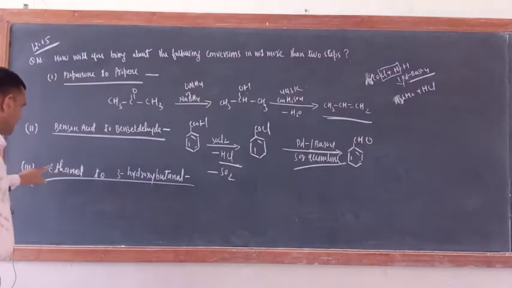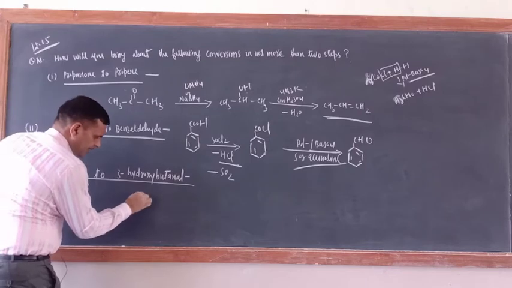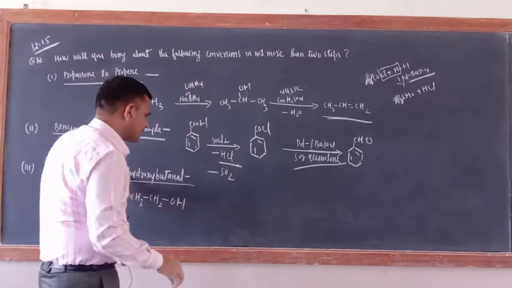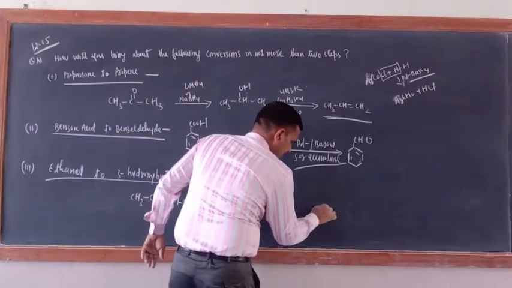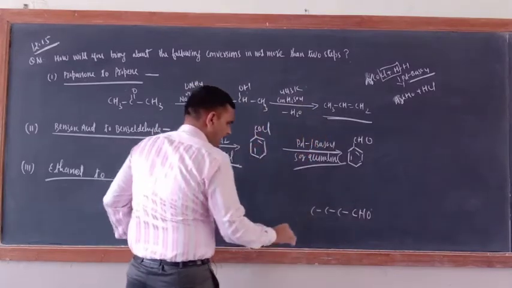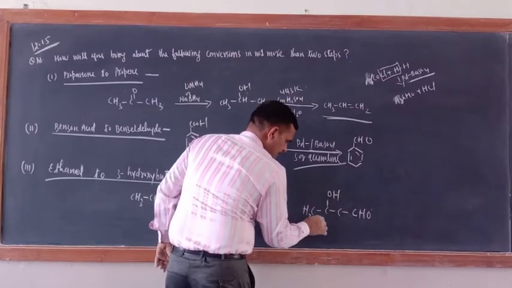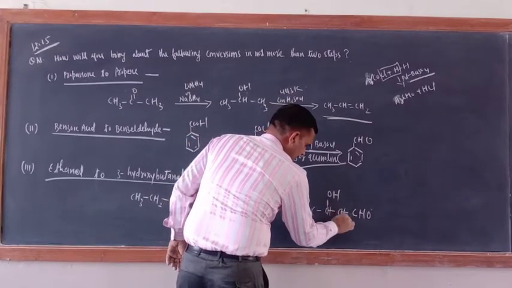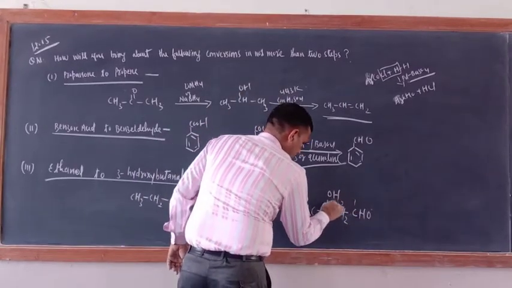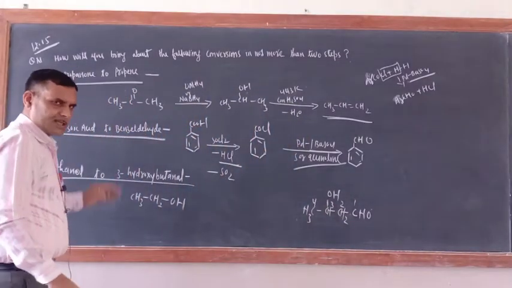Okay, next one is ethanol, ethyl alcohol. CH3CH2OH, and where you have to go? 3-hydroxybutanal. So just see, 3-hydroxy, 1 2 3. Here OH, here what is there? CH3, here H, here CH2, CHO. So 1 2 3 4, correct? 1 2 3 4, 3-hydroxybutanal.